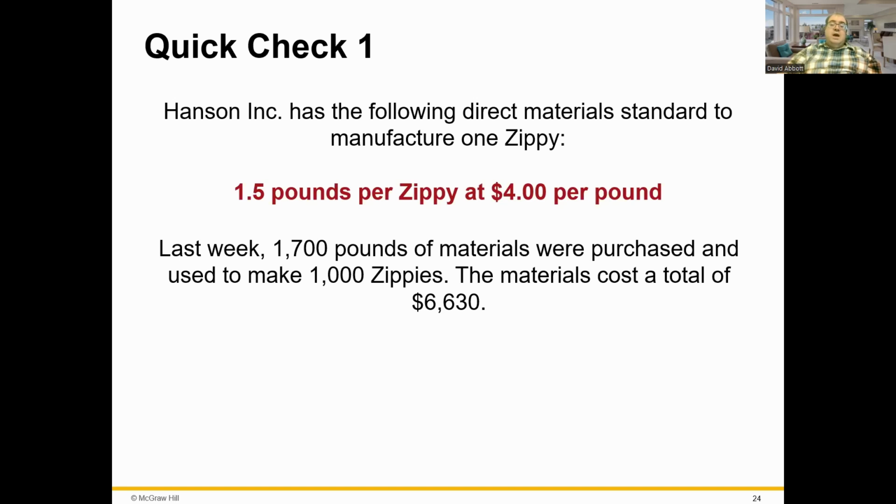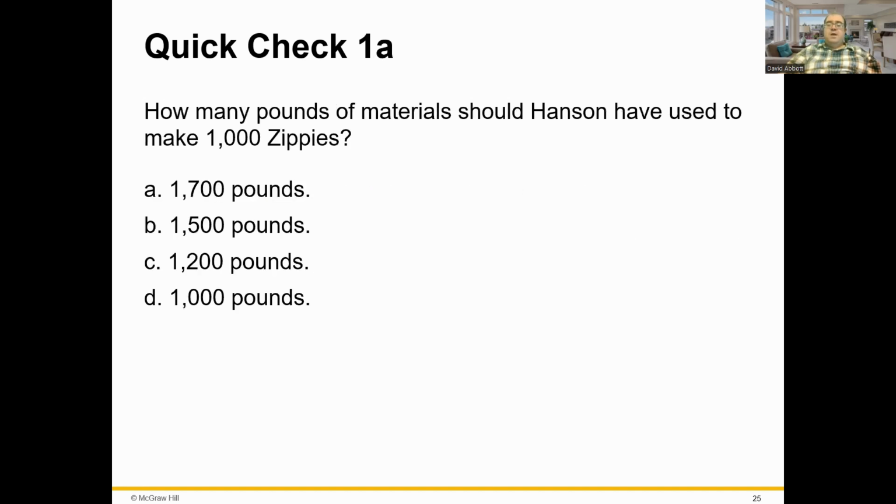Let's do a quick check. Hansen Inc. has the following direct material standard to manufacture one zippy: 1.5 pounds per zippy at $4 per pound. Last week, 1,700 pounds of material were purchased and used to make 1,000 zippies. The materials cost a total of $6,630.